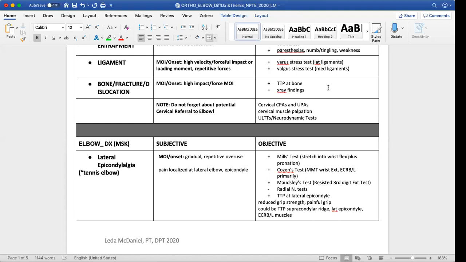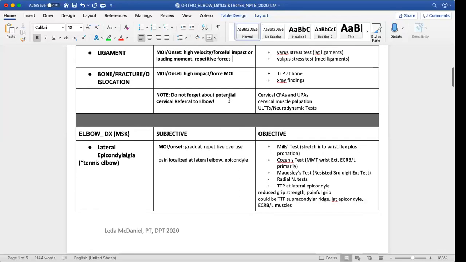Remembering that our tests at 0 degrees of flexion are going to stress not only the ligaments, but also the capsule of the elbow. And if somebody has deficits at 0 degrees or positive tests at 0 degrees, that's going to be indicative of a more severe injury. As we test at 30 degrees of elbow flexion, that's going to place more localized stress on the ligaments at the elbow instead of the capsule. So that's something to keep in mind, the different variations of the stress tests. That's how we're going to test for ligament.